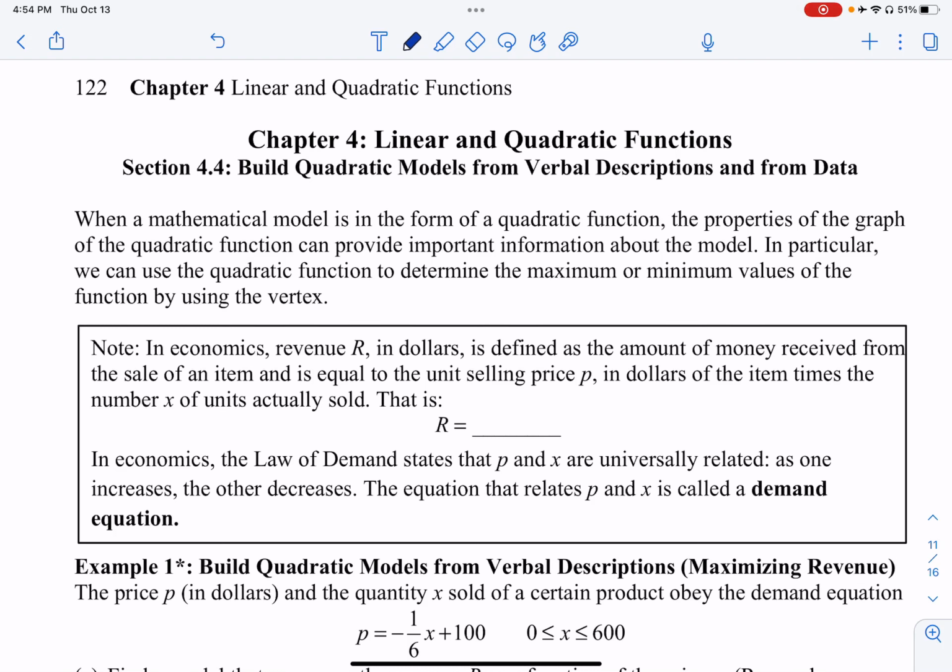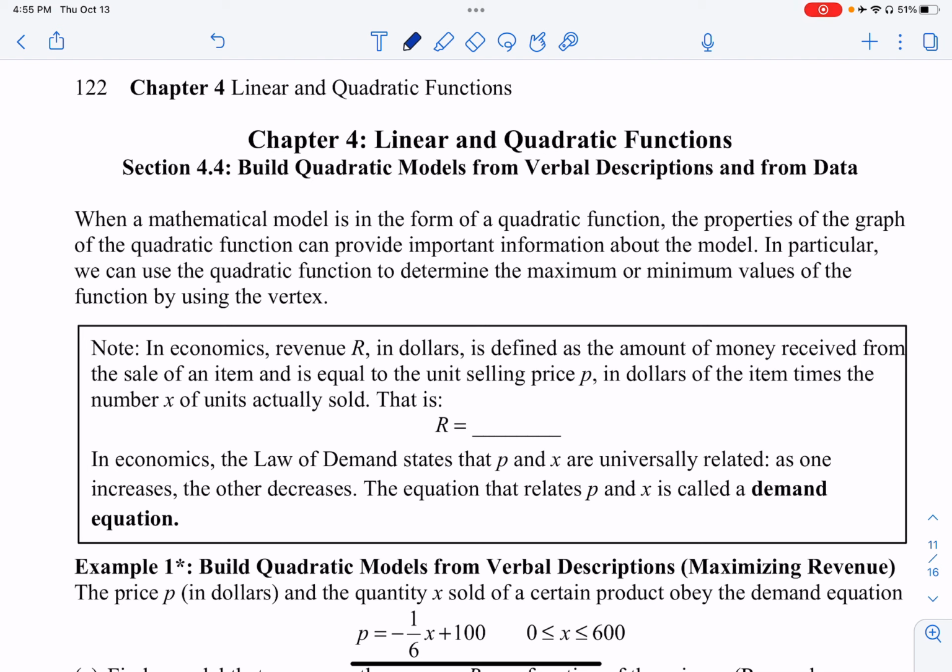Hi guys. So we finished up section 4.3 and we're moving on to 4.4 where we build quadratic models from verbal descriptions and from data. And here we're talking about mathematical models in the form of quadratics. And the properties of the quadratic functions can provide us important information about the model.